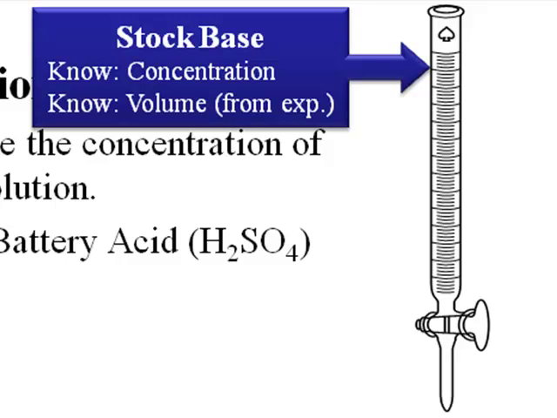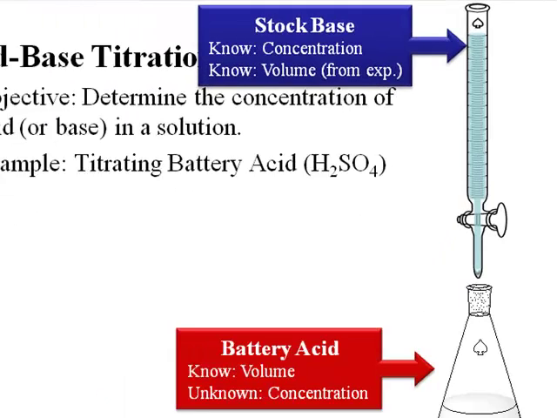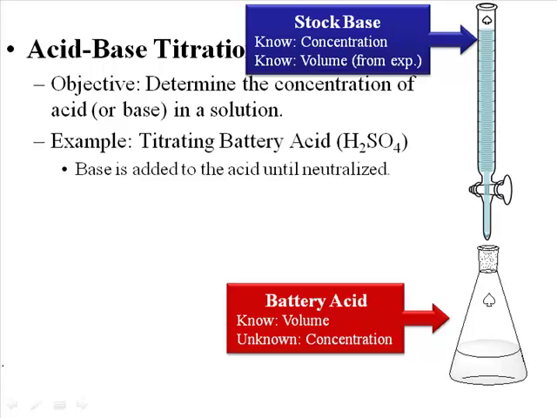But regardless of what the base is, as long as you got it out of the stockroom, you will know the concentration of it, and after the experiment, you'll also know how much volume you had to add. So in a titration, in this case, we'll drop the base into the battery acid a little bit at a time, and as we do that, it will start to neutralize the acid. We'll continue to add the base to the acid until it's neutralized.